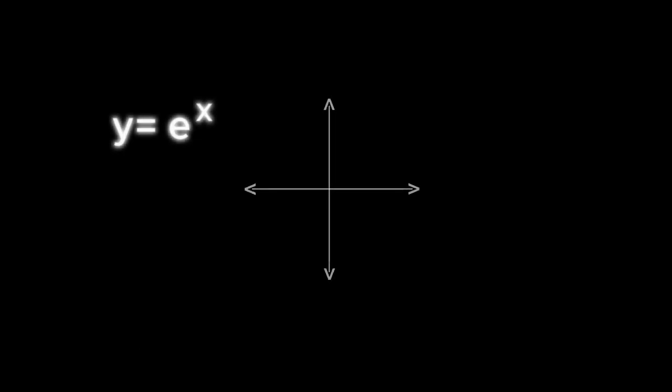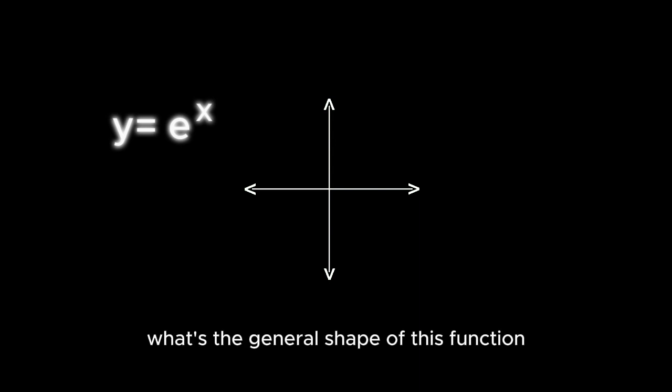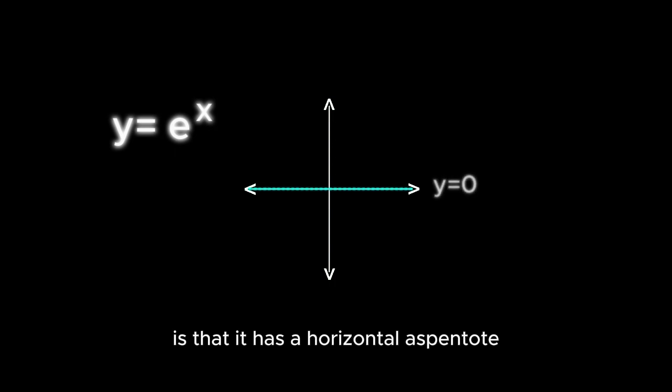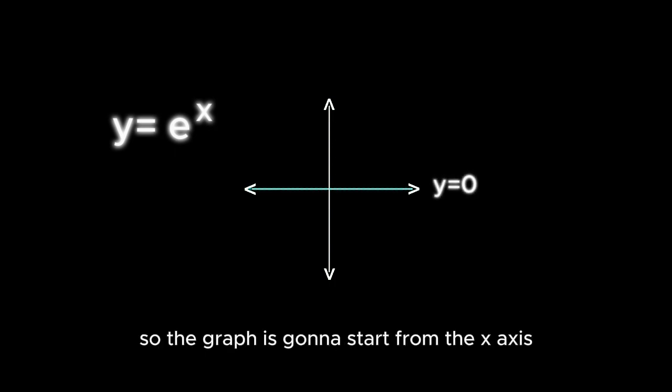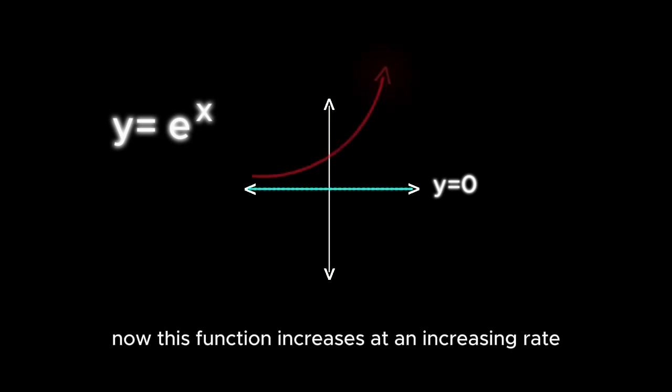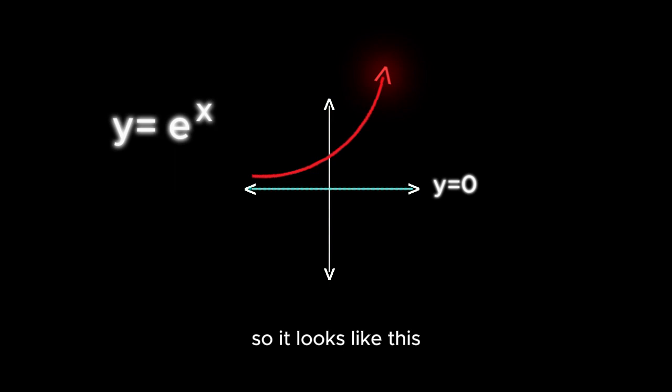Now, what is the parent function of an exponential function? e^x. What's the general shape of this function? The first thing you need to realize is that it has a horizontal asymptote at y equals 0. So the graph is going to start from the x-axis. Now this function increases at an increasing rate. So it looks like this.